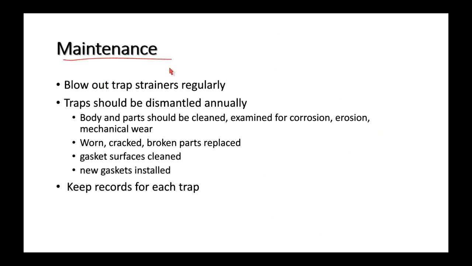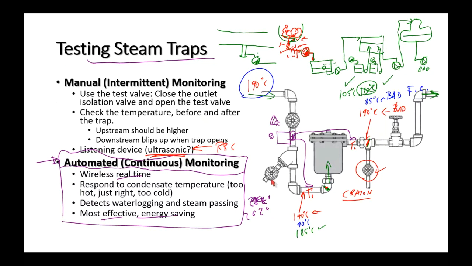Which brings us to maintenance. On your regular rounds, you should blow out the trap strainers. So you're walking around on your rounds, open that valve for 5 seconds and close it. All you're doing is, there's a strainer in there, and that strainer could be obstructed with dirt and debris and sediment, and you're just blowing it out to make sure that the steam and condensate can effectively get to the trap.